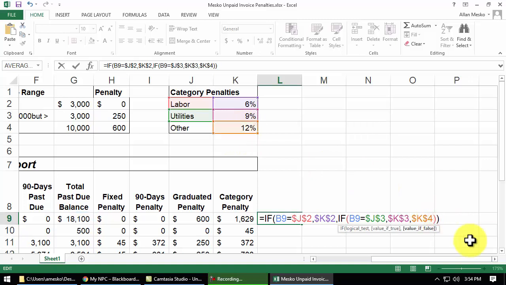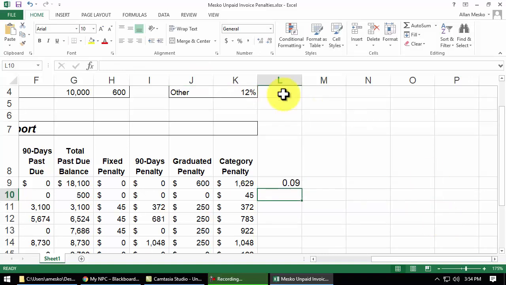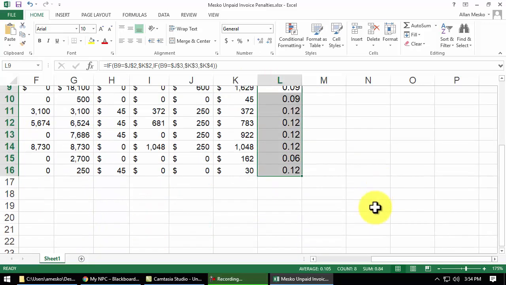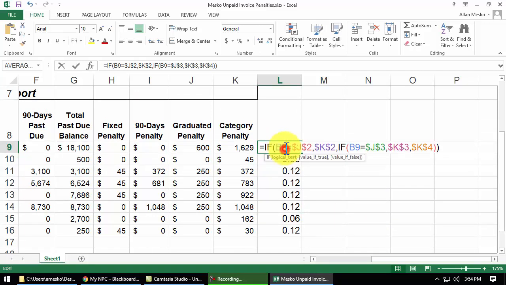So here's the point. I took out all those times G9s. If I do this, it's just going to show me the percent that I have to charge, right? So there's a 0.09, some of them are going to be a 0.06, some of them are going to be a 0.12. But I don't want that, I want it to show me the dollars. So I just say, take whatever that thing is, and after you figure out what the multiplier is, now multiply that times G9, and now I'll get the same thing.